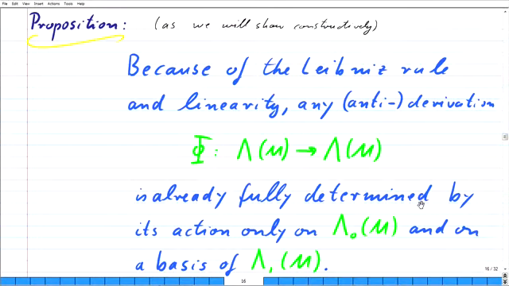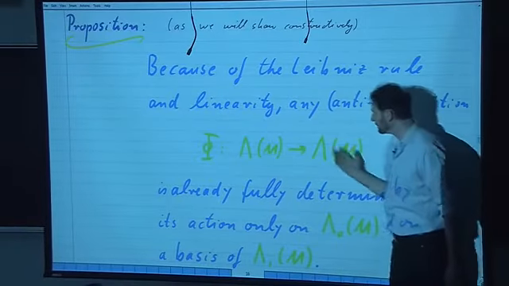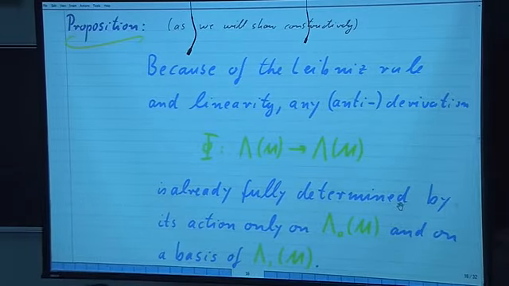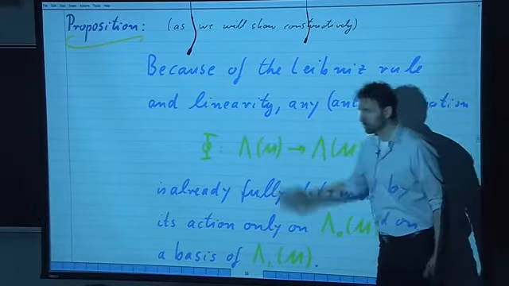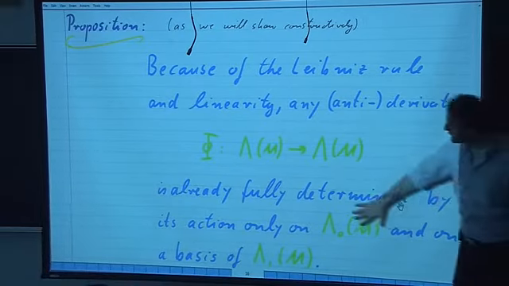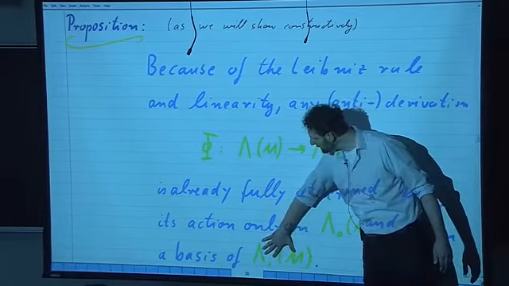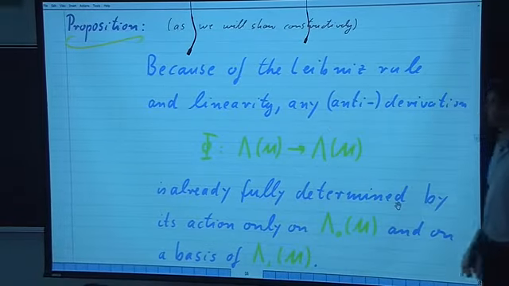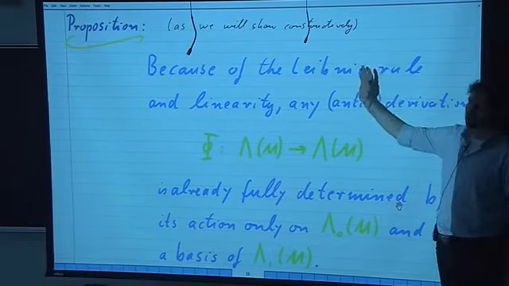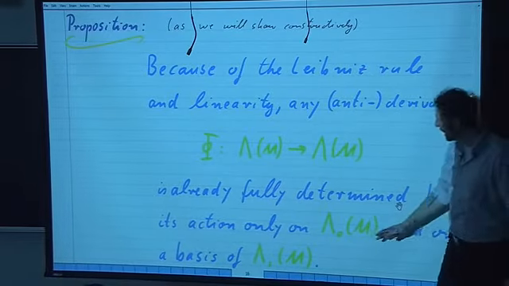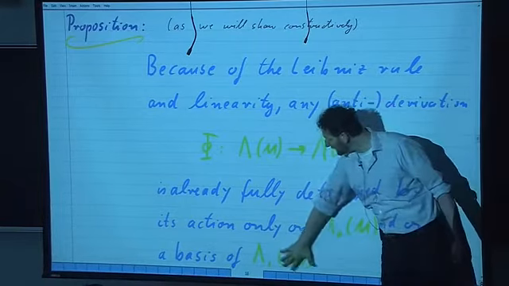Extremely handy is this proposition. This proposition says that because of the Leibniz rule and linearity, any anti-derivation or derivation that maps differential forms into differential forms is completely determined on all differential forms if only we know how it acts on zero forms and if we also know how it acts on at least a basis of one forms. So in order to specify any derivation or anti-derivation completely, all we need to know is how it acts on zero forms, and how it acts on a basis of one forms.